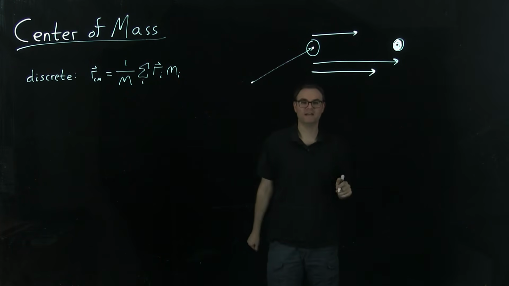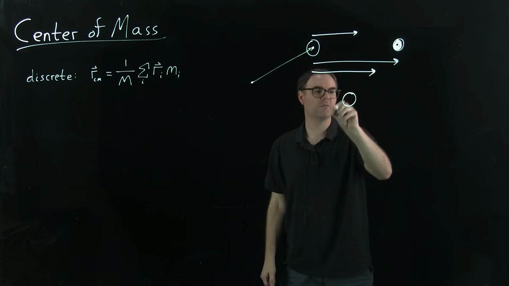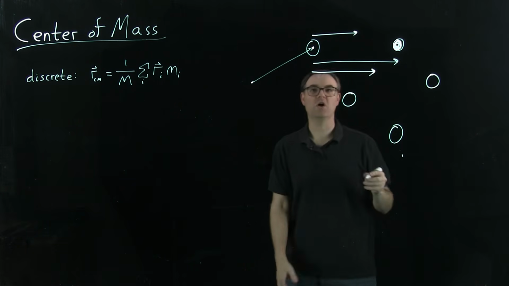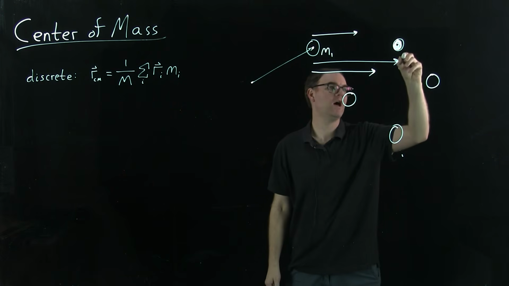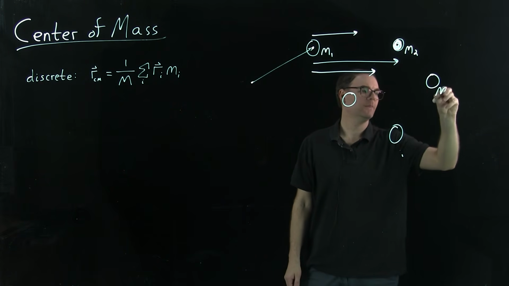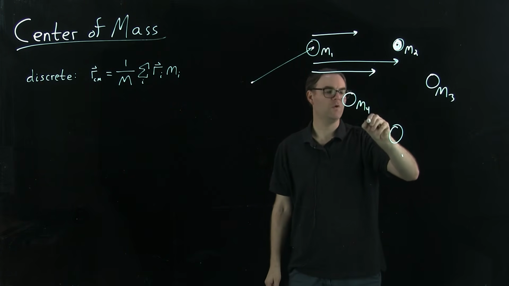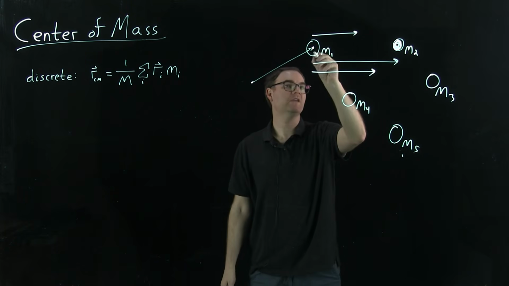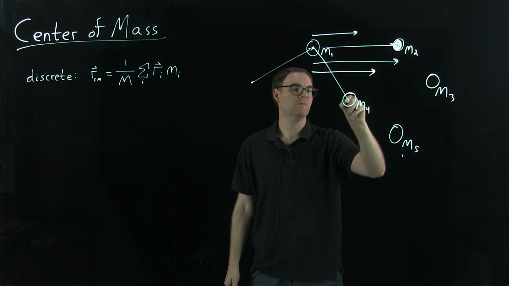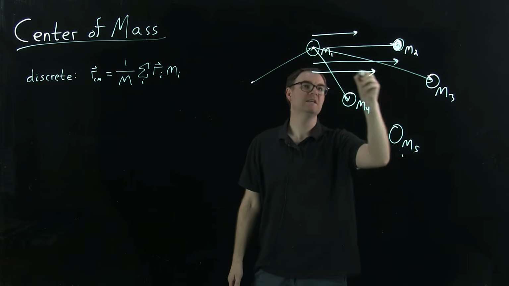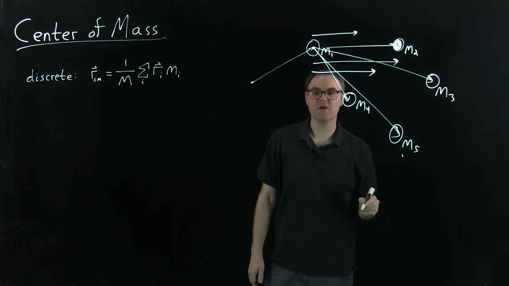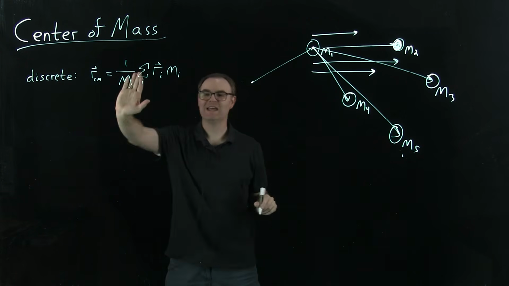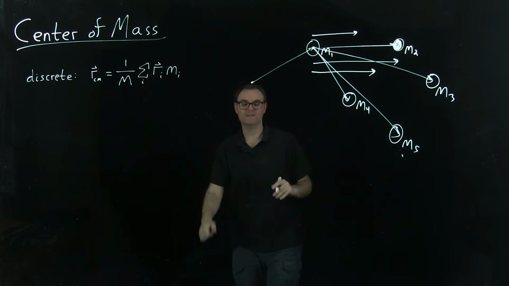The last case that I can extend this to is an arbitrary collection of different objects, each of which has its own mass. So I could go label these M1, M2, M3, M4, M5. And then for each of those objects, I'll need to figure out the position vector relative to some origin, something like this. I would need to label each of those position vectors, weight them all by their respective masses, and divide by the total mass. And that will give me the center of mass.